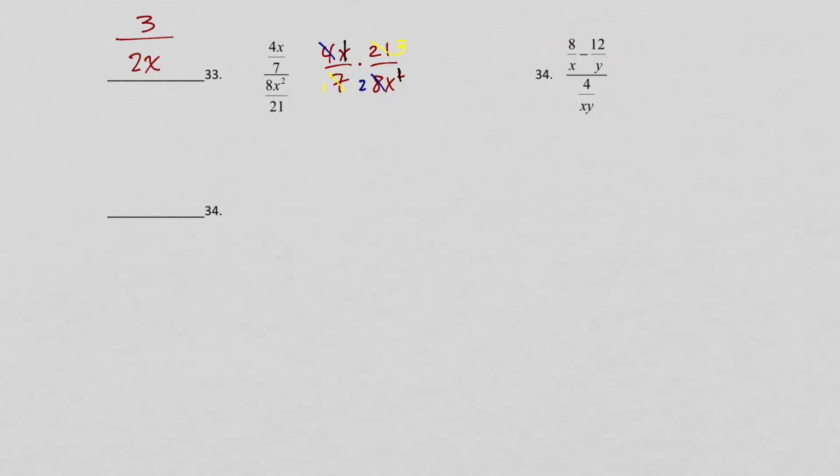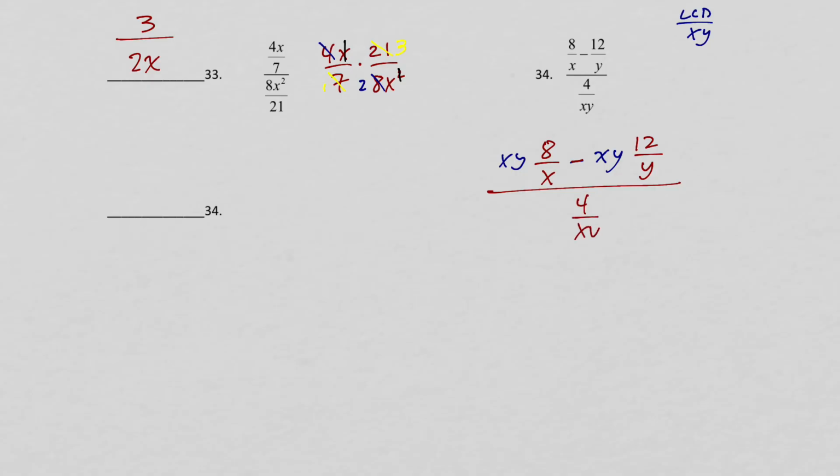If you have multiple terms in either the numerator or the denominator, figure out what the LCD is first. So xy and xy, our LCD is xy. And then take that and multiply by each one of the factors. So I have 8x times the LCD of xy minus the LCD of xy times 12 over y over 4 over xy times that xy. So I took this xy and multiplied by each of those things. And then I cancel. This x cancels there, this y cancels there, and that xy cancels.